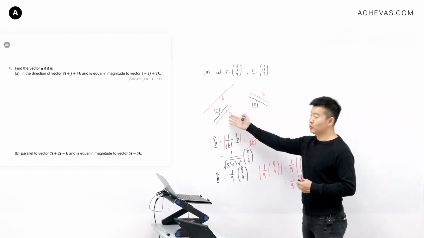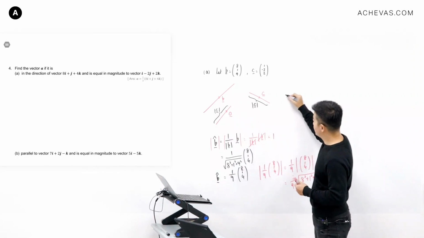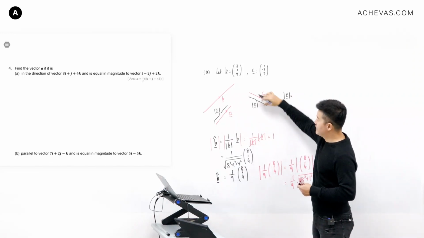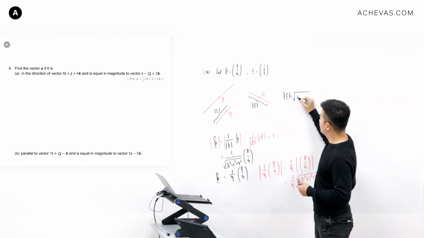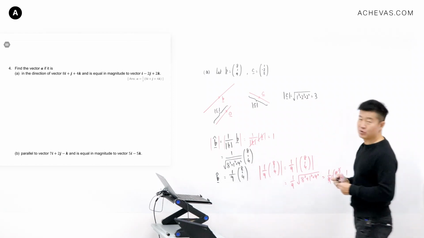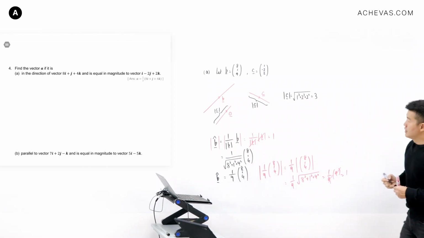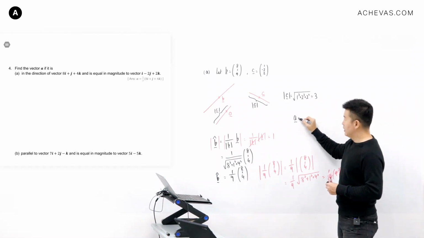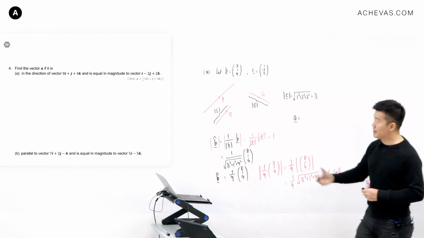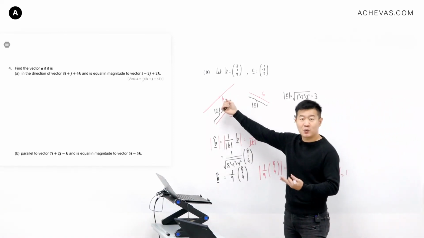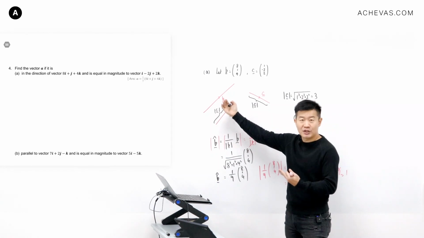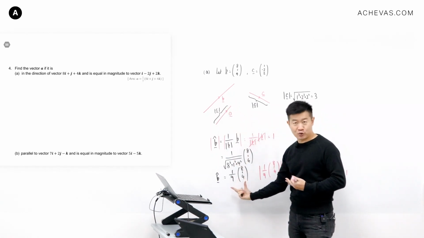The next thing I want to do is find the modulus of c. The length of c is going to be the square root of 1 squared plus 2 squared plus 2 squared. This is equal to 3. So now what is a? A will be in the same direction as b. I just want the direction of b, which I can get from b hat also.